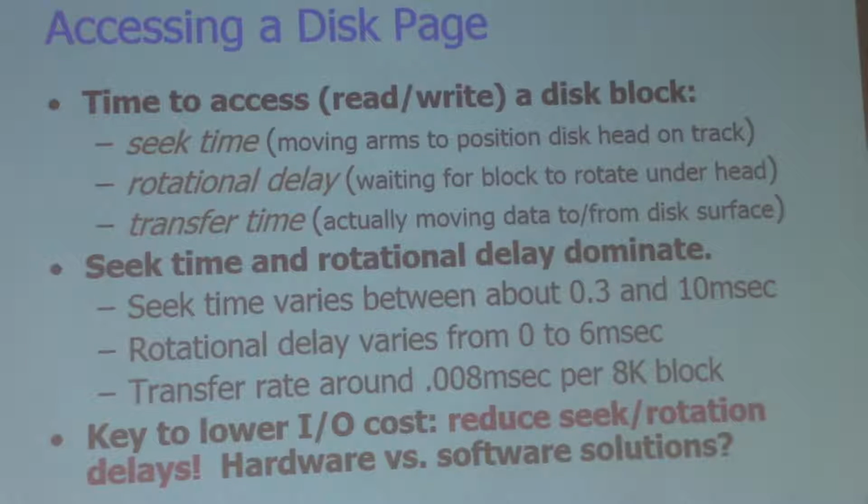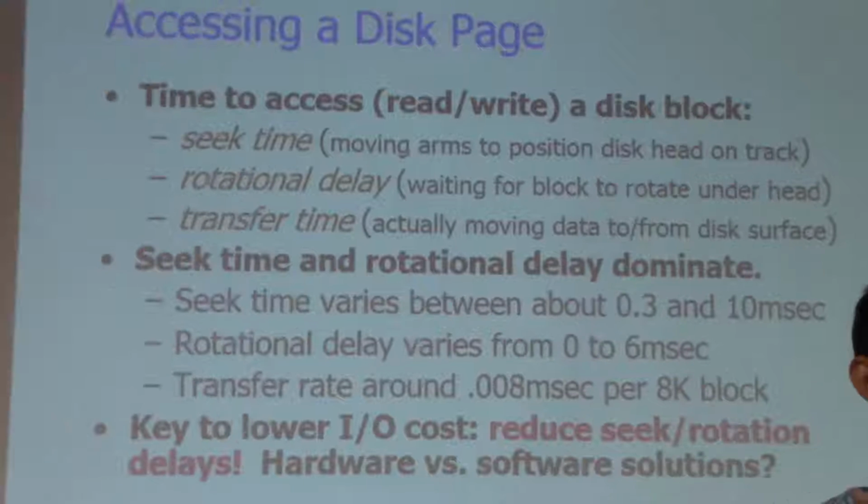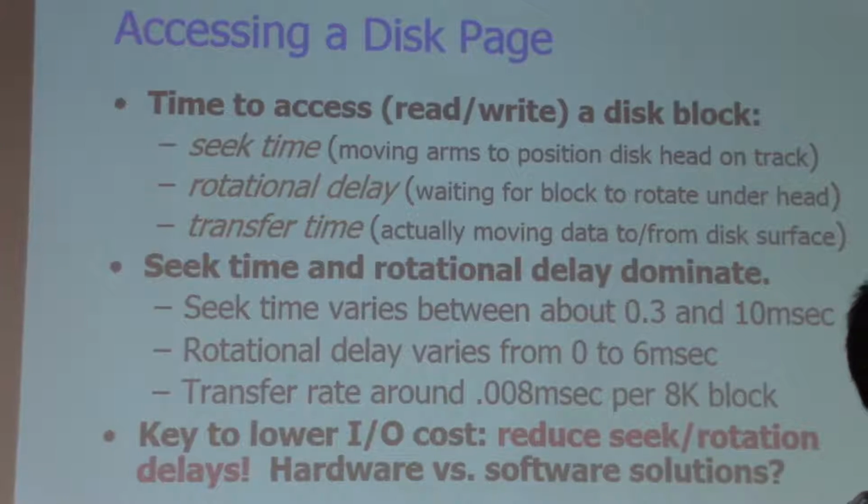Then there's the rotation delay, meaning that once you have aligned the head of your arm to the right track, you still have to wait for the starting sector, the first sector in your page, to be rotated just right below the head of your arm. That's the rotation delay, which typically is calculated as the average, half of the time it takes to do 1 rotation.